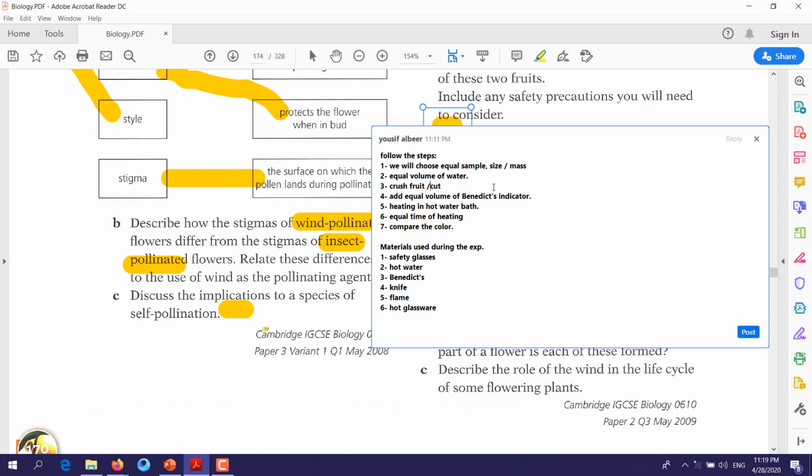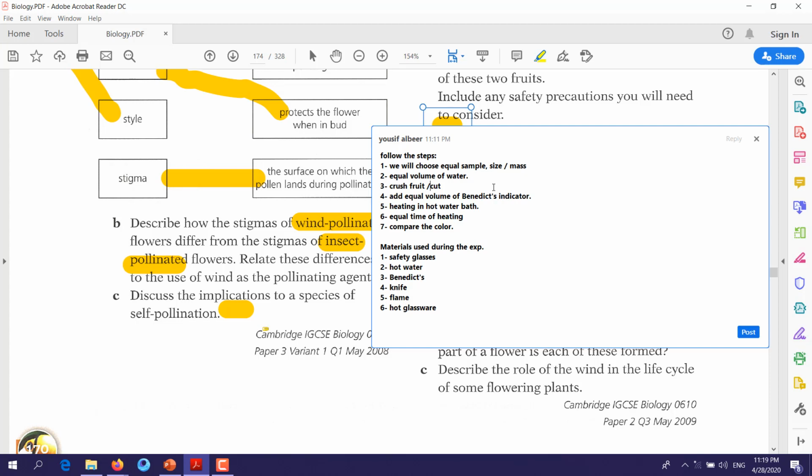Benedict's indicator, we talked about it in term 1. This indicator we use to investigate if there is sugar content or not. This indicator changes its color when there is sugar. Firstly, the original color of Benedict's indicator is blue.